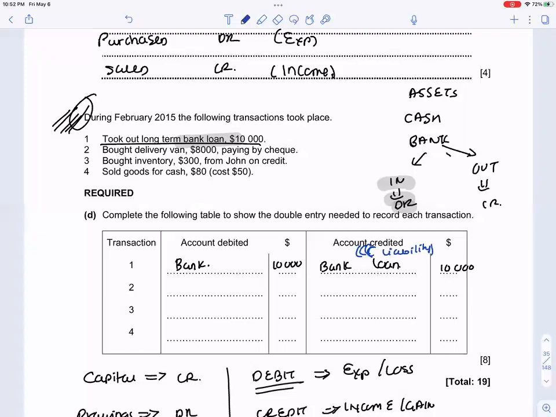Think about the second one. Bought delivery van, so it's a purchase. Is the delivery van your goods? Yeah, it's a good. You're getting goods, so we'll go on the debit side. Delivery van on the debit side and bank on the credit side. Can't you tell delivery van is an asset? What is the difference between goods and assets?